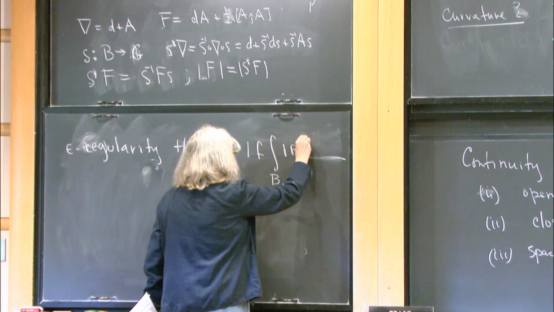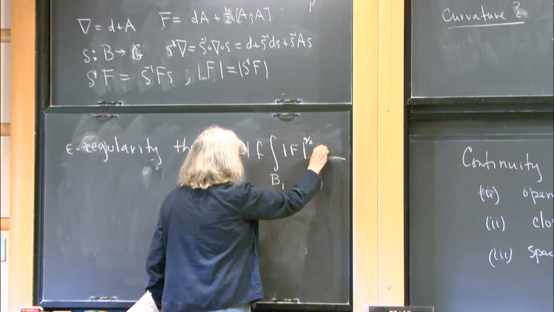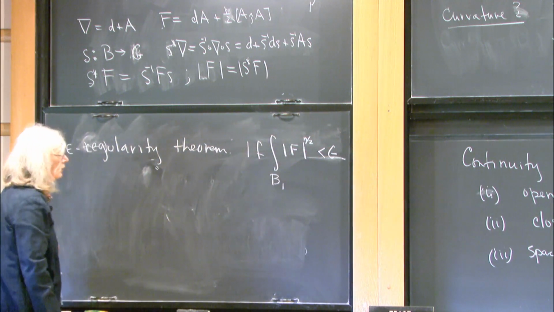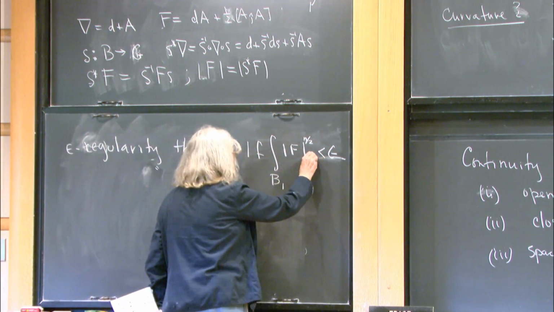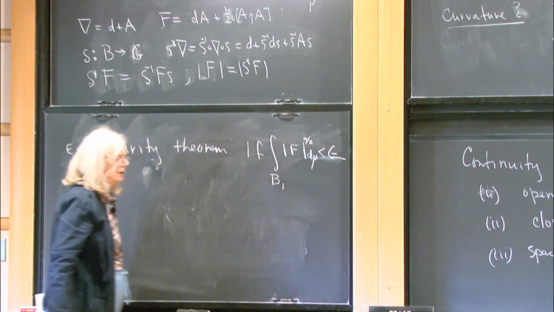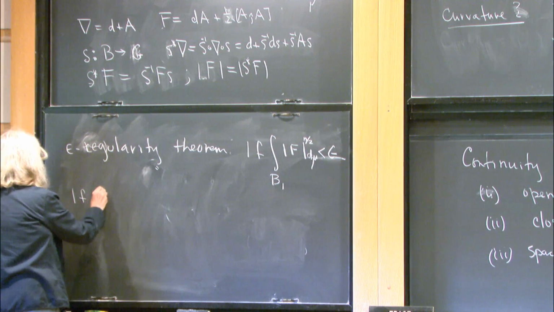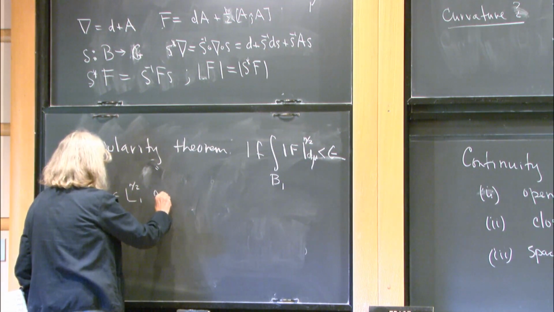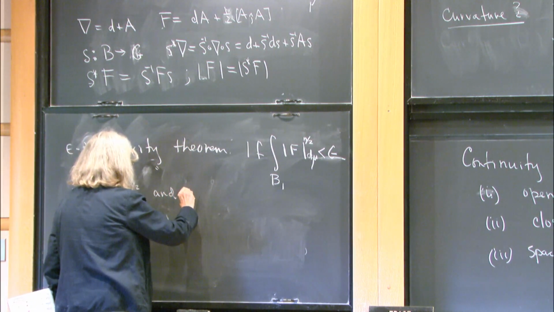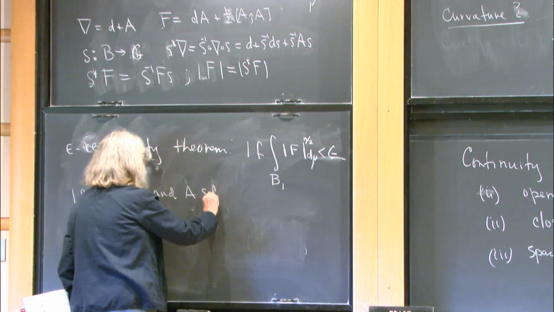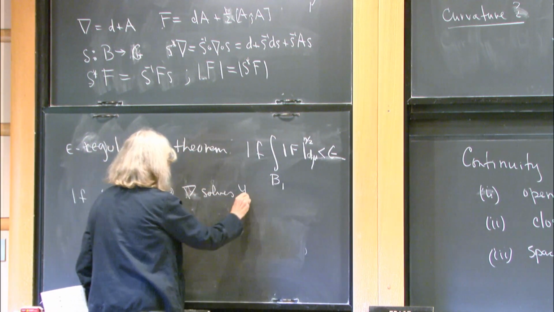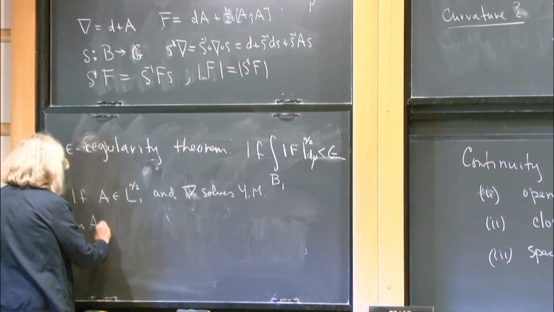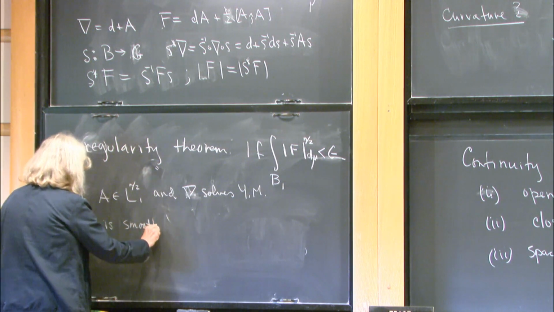So if the norm of F to the n over 2 is less than this epsilon that we had up there that depends on the dimension and the group, because there's a group norm in here, and we have a metric here, and if A is in L n over 2, 1, and A solves Yang-Mills with a possible lower order term, then A is smooth in the interior.